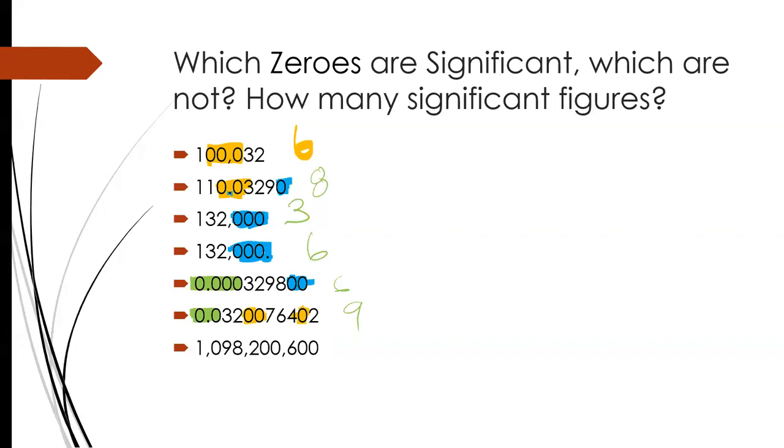This one here, we have trapped again, we have trapped again, and then we have some trailing. Now in this case, those trailing ones are not going to be significant because there's no decimal point. And we should have 1, 2, 3, 4, 5, 6, 7, 8 significant figures. And so that's our significant figures.